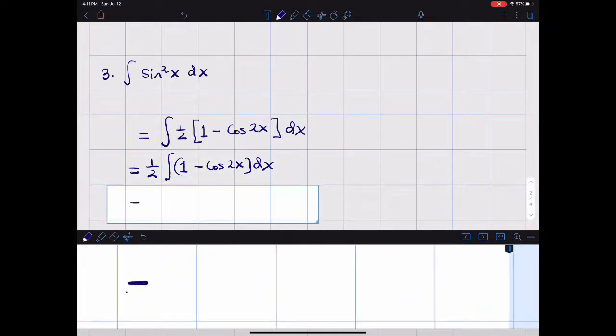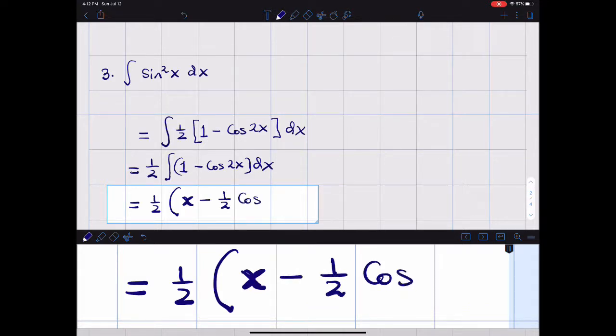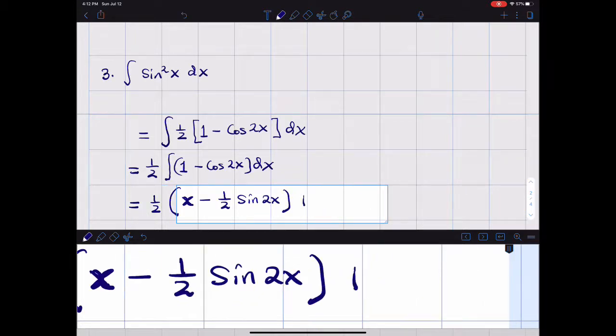All right, so we can easily integrate this. We have 1/2, and then the integral of 1 is just x. The integral of cosine x is sine x, so the integral of cosine 2x is 1/2 sine of 2x. You can check that using u substitution: make u equals 2x, and you see that this is the answer you get. And then plus c.